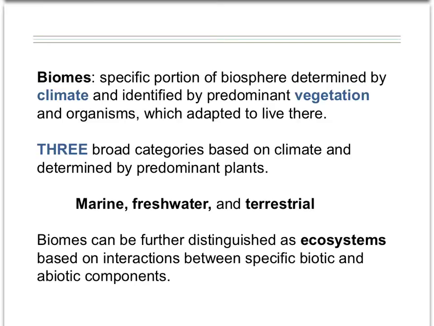Biomes themselves, we can further divide based on the ecosystems, the interactions between organisms and their surrounding abiotic environment, so water, rain, sunlight.